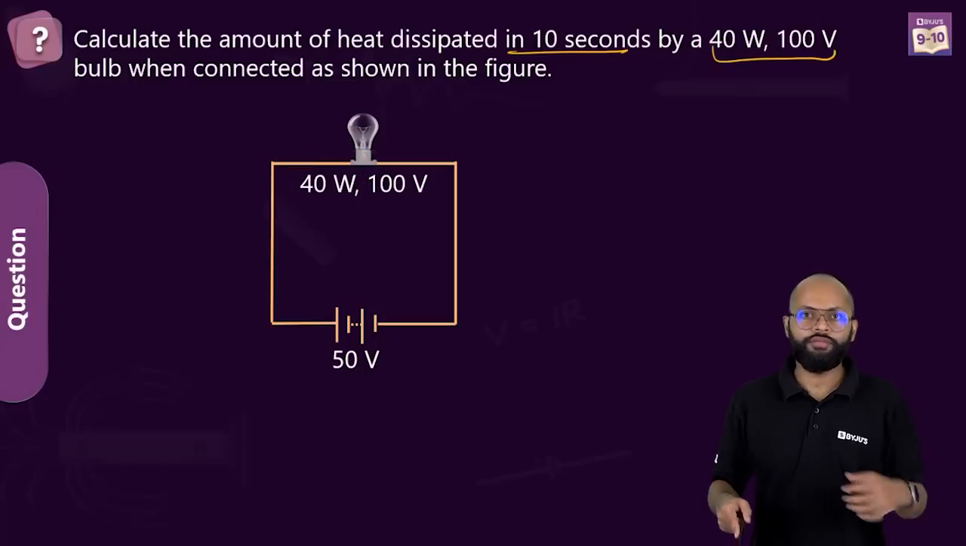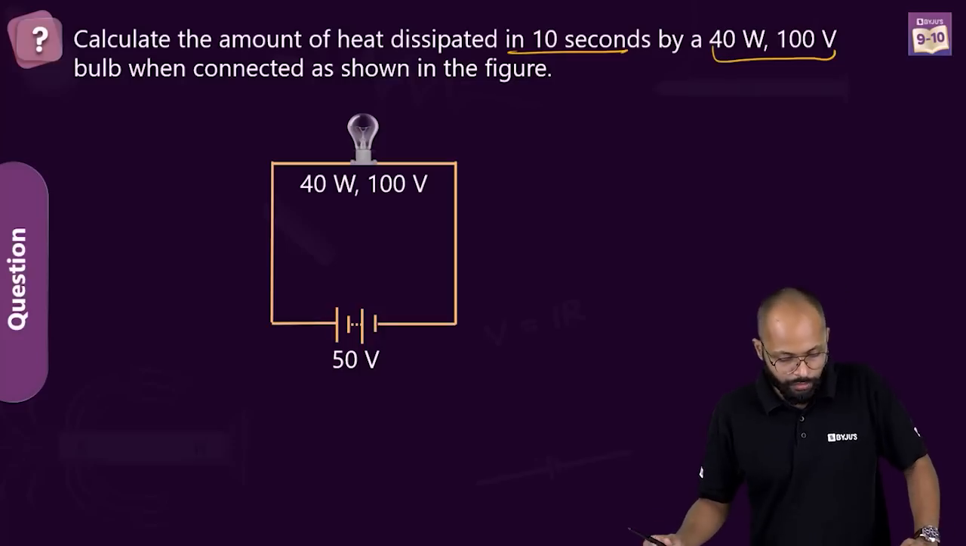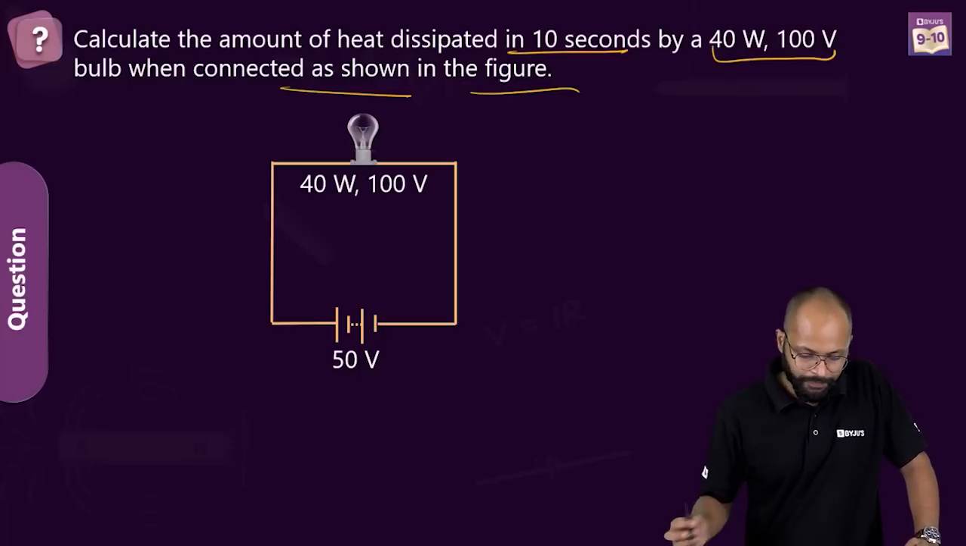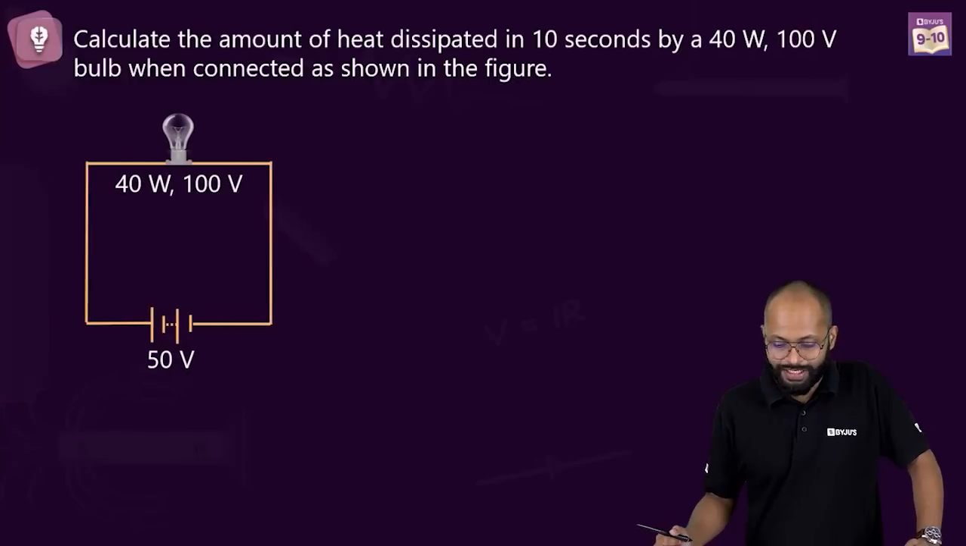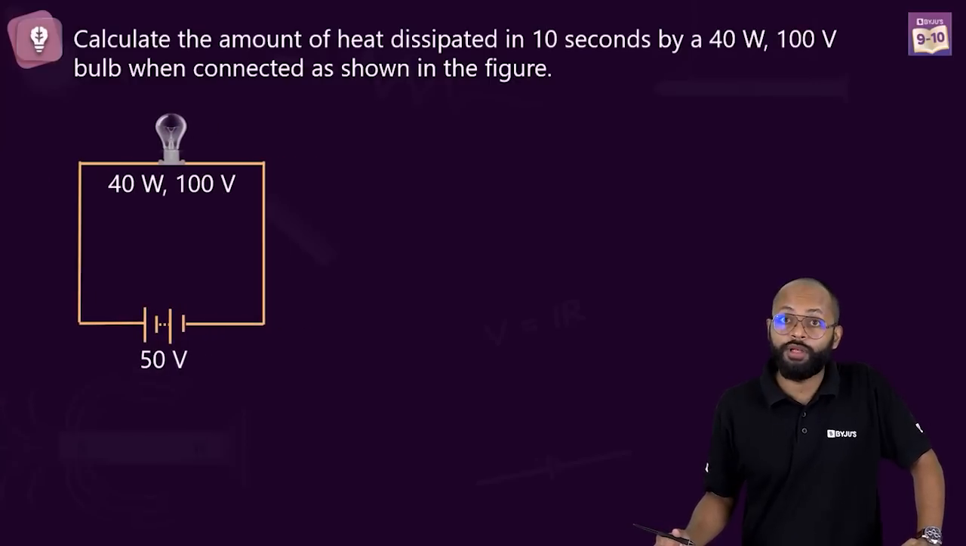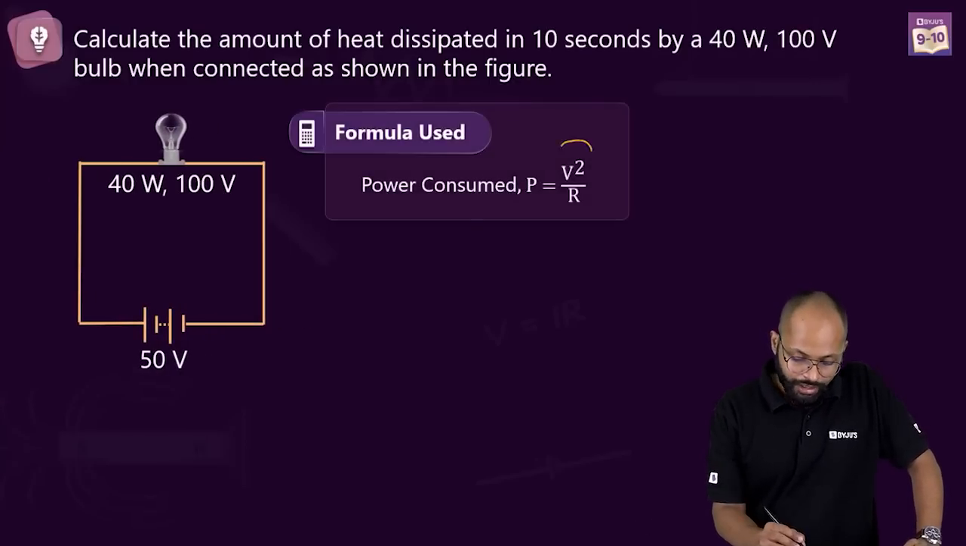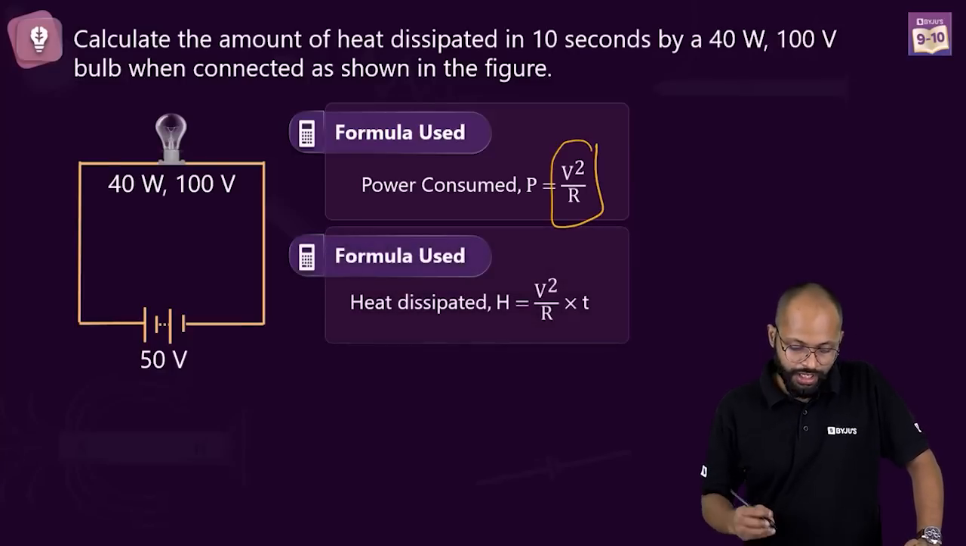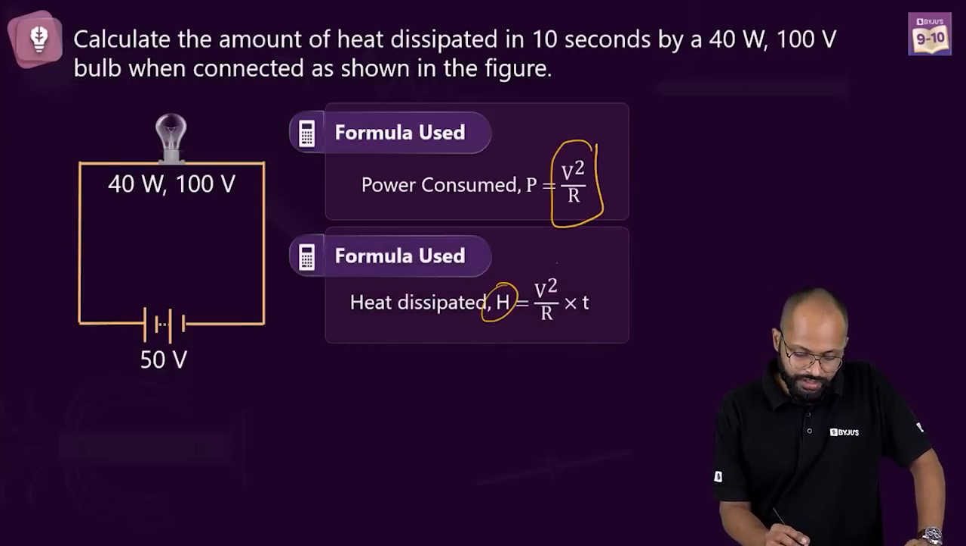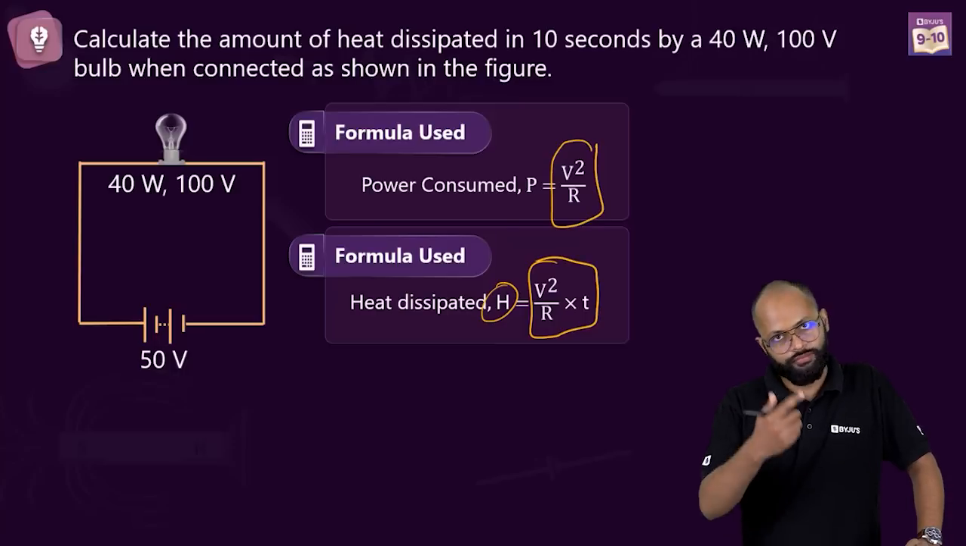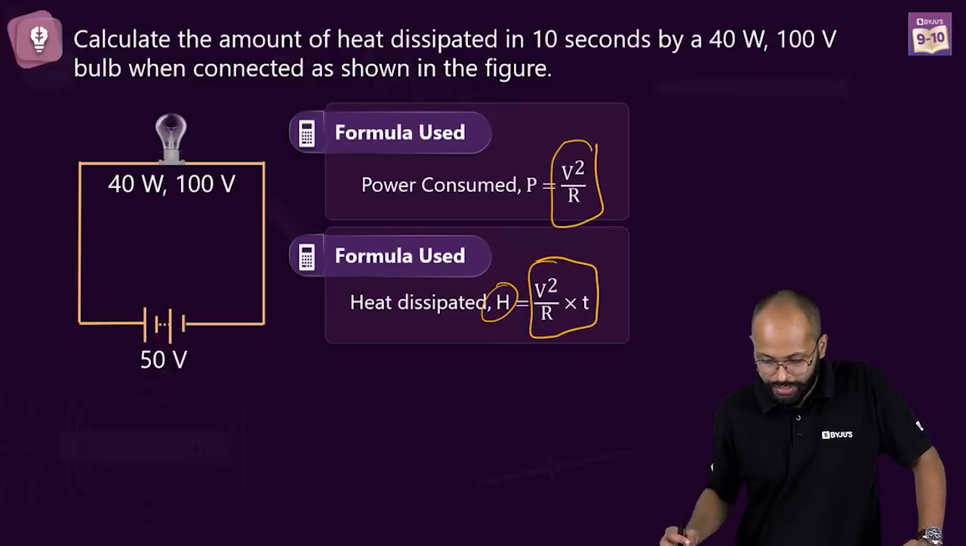What you'll do? You'll solve it, right? So how to go for it? When connected as shown in the figure, power rating is given to you, means formula will be V square upon R, right? Which means you can use heat dissipation as V square upon R into T. Fine. Correct. All right.